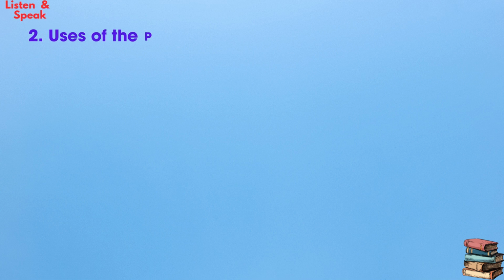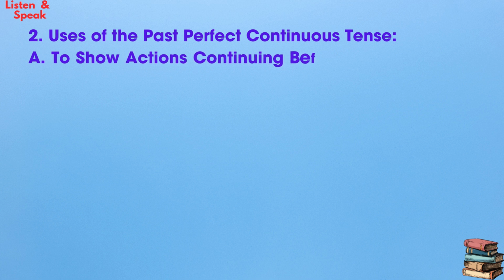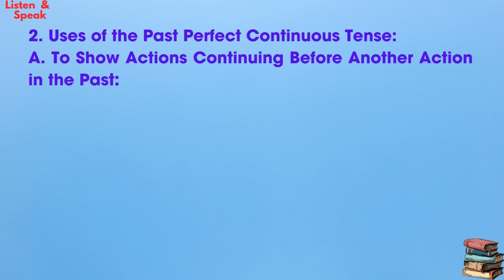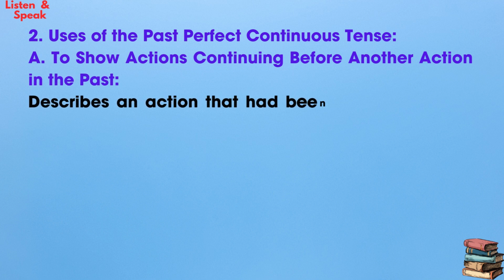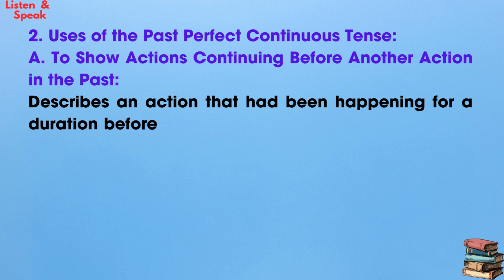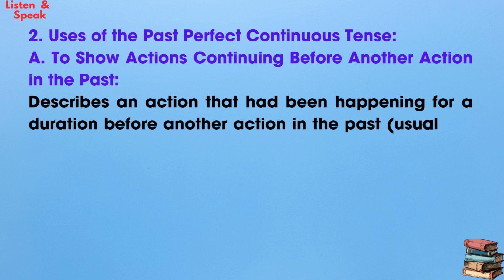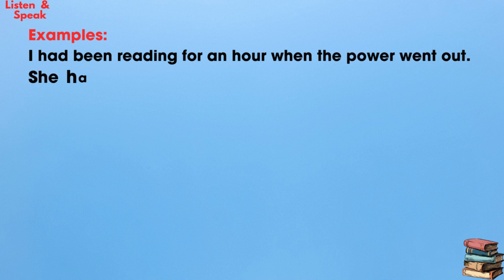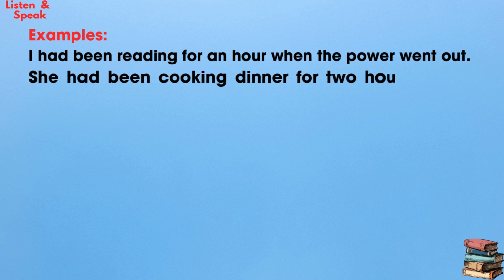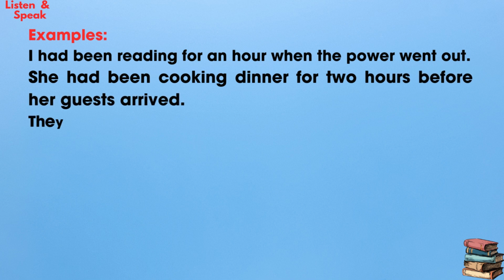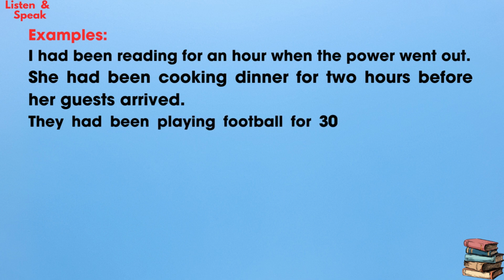2. Uses of the past perfect continuous tense. A. To show actions continuing before another action in the past. Describes an action that had been happening for a duration before another action in the past, usually in the past simple. Examples: I had been reading for an hour when the power went out. She had been cooking dinner for 2 hours before her guests arrived. They had been playing football for 30 minutes when it started to rain.